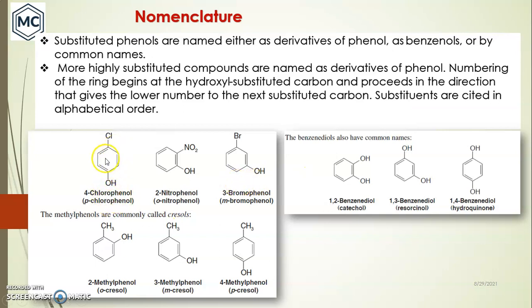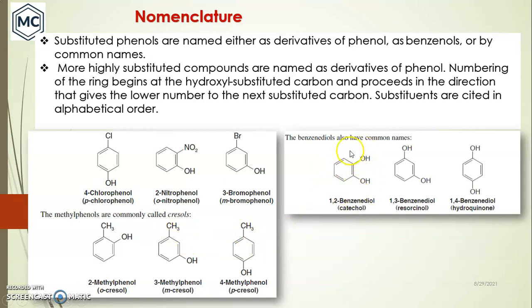For example, for 4-chlorophenol, you have to start numbering from here, 1, 2, 3, 4. Its common name is parachlorophenol. This one is 2-nitrophenol, and its common name is orthonitrophenol, and the IUPAC name of the third compound is 3-bromophenol, which is metabromophenol. And if you have a methyl substituent at the ortho position, it is called orthocresol, at the meta position it is metacresol, and this is paracresol. The IUPAC names are 2-methylphenol, 3-methylphenol, and 4-methylphenol.